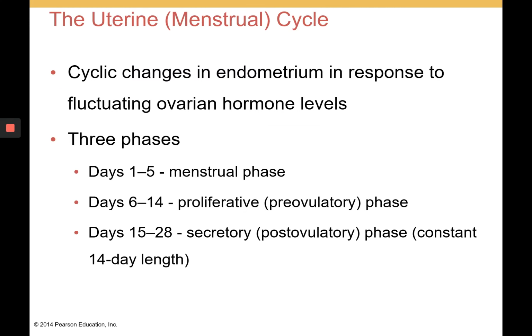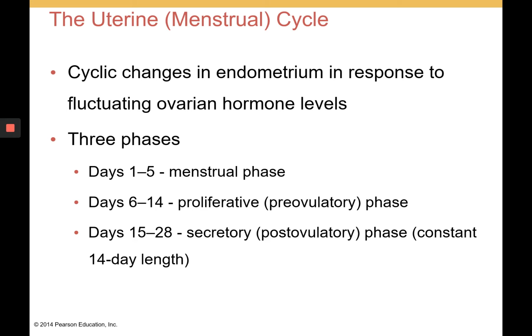All right, we've looked at the ovarian cycle now in depth. We're going to look now at the menstrual or uterine cycle. So we're going to move away from the ovaries and talk about what is actually happening in the uterus. We talked about the 3 layers of the uterus, the endometrium, myometrium, and perimetrium. So we're going to focus now on the endometrium and what's happening there. So the uterine cycle is cyclic changes in the endometrium in response to the fluctuating ovarian hormone levels.